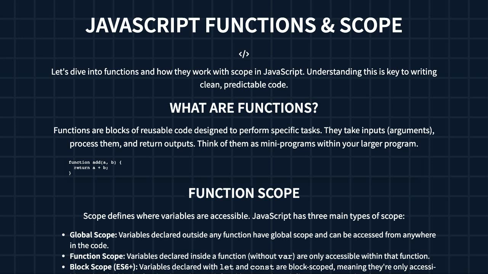JavaScript has 3 different levels of scope to understand. Global scope means any function can access variables declared outside any specific function. Function scope is when variables are only accessible within the function itself. And finally, we have block scope with let and const, meaning they are only available where they were defined, like inside an if statement or loop.